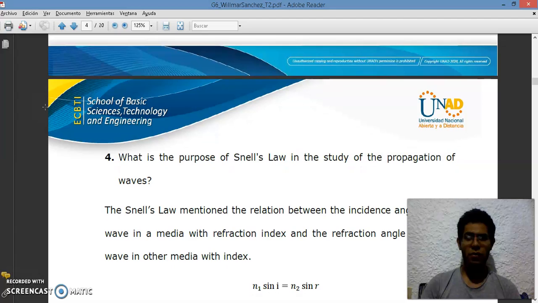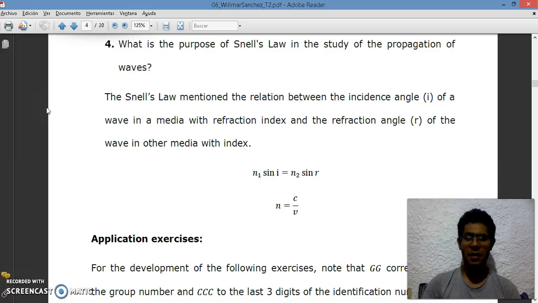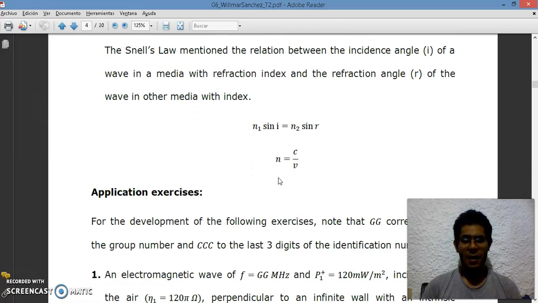Four. What is the purpose of Snell's law in the study of wave propagation? Okay, Snell's law is enunciated and relates the media and the degrees of incidence and refraction. And it's important because it is used in electronics, like optical fibers.